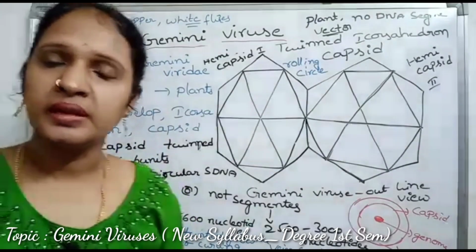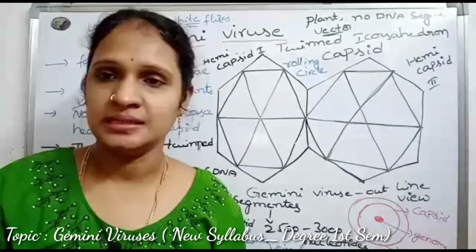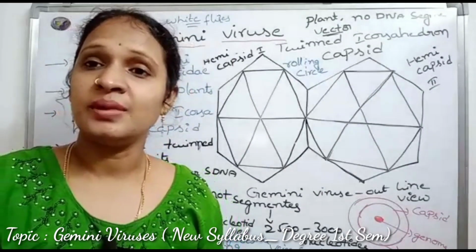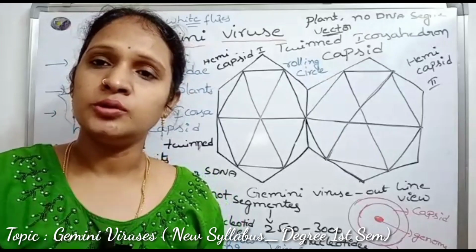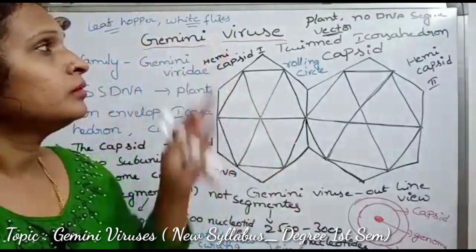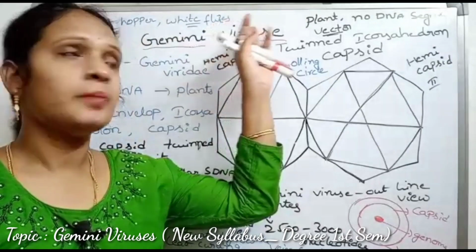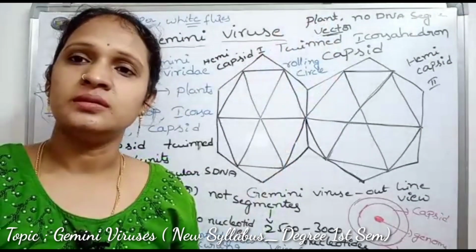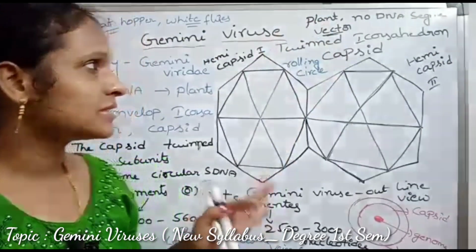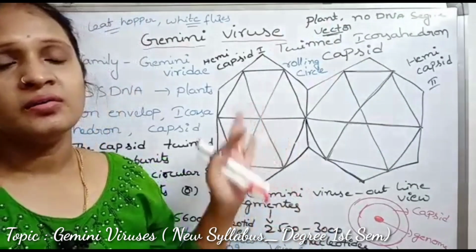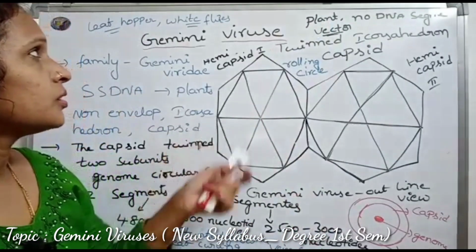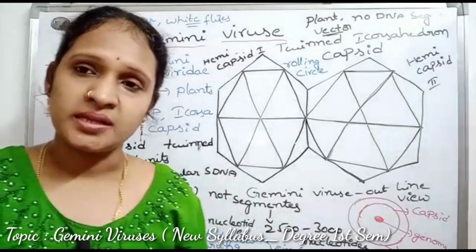But how do we prevent these Gemini virus diseases? Apply systemic insecticides early to reduce the population of the white flies. These are the topics on the Gemini viruses.